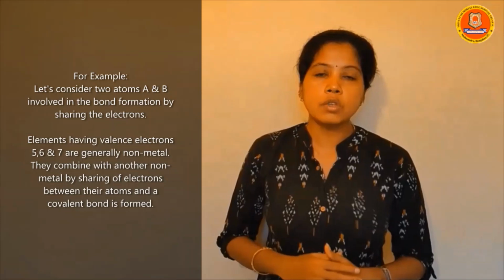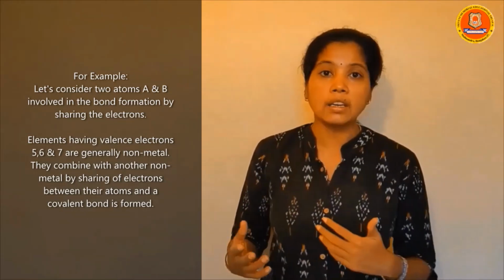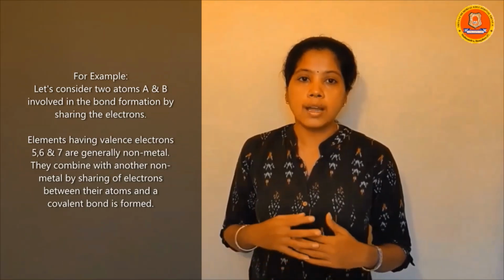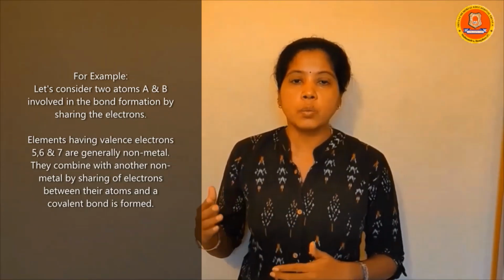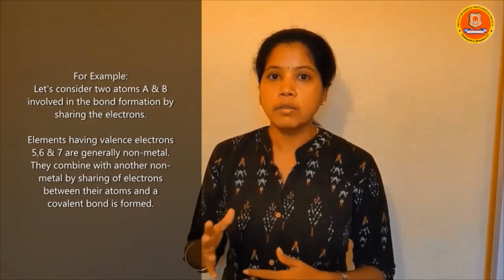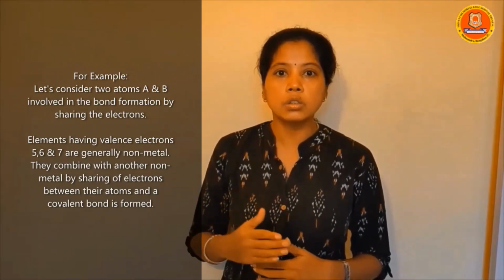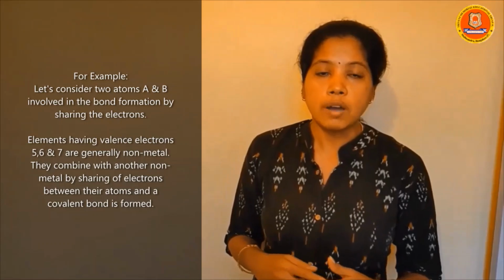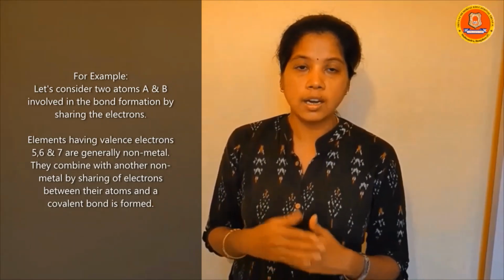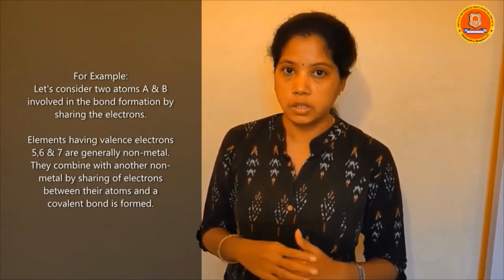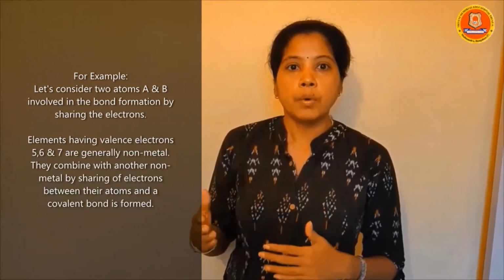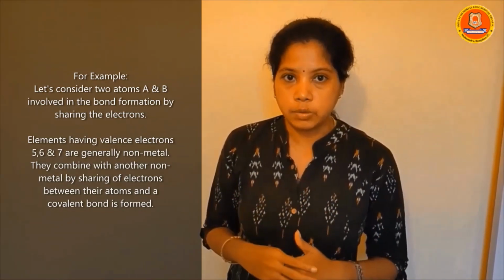Now, why are the atoms supposed to do this? And which atoms undergo a mutual sharing? Generally, those atoms who have the valence electrons as 5, 6, 7 undergo the covalent bond formation. So, these elements who have 5, 6, 7 electrons are none other than nonmetals. They generally tend to form a bond by sharing of the electrons.